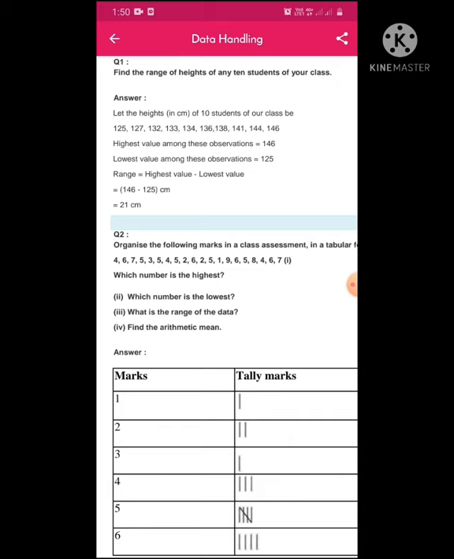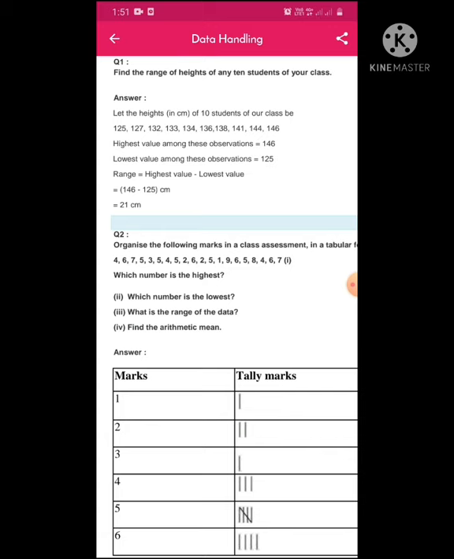From this, we have to first see the highest height of the students and the lowest height of the students. The highest value among this observation is 146, and the lowest is 125. So how will we find the range? Range equals highest value minus lowest value.